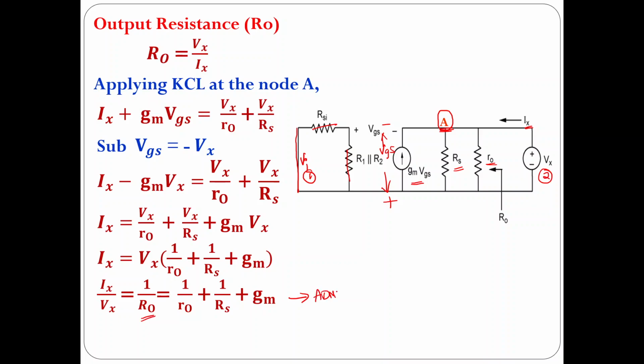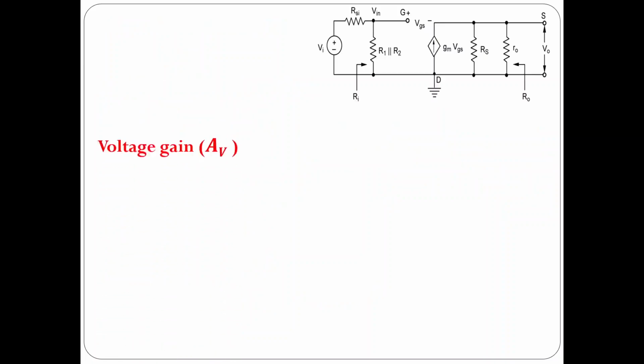I am finding the value of what? Admittance. In admittance, when the resistances are in series, when we put this in terms of impedance, then these resistances will be in parallel. So I am finding directly the impedance. The reciprocal of this value will give you the impedance. So R0 is equal to 1 by Gm, 1 by R0 is written as R0, and 1 by Rs is written as Rs. So the output resistance of the common drain MOSFET amplifier is R0 equal to 1 by Gm parallel with R0 parallel with Rs.